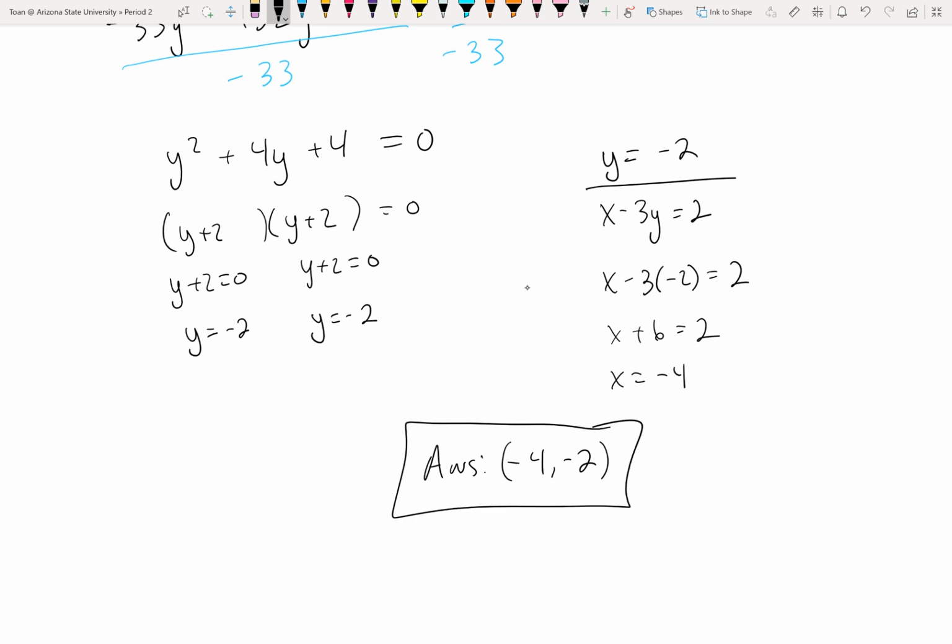So I only got one answer this time. Question? Oh, yeah. Yep. So with these nonlinear systems, you may get one answer, you may get two answers. You would get one answer if the variables give you the same number. You don't have to write it twice. You can just write it once.